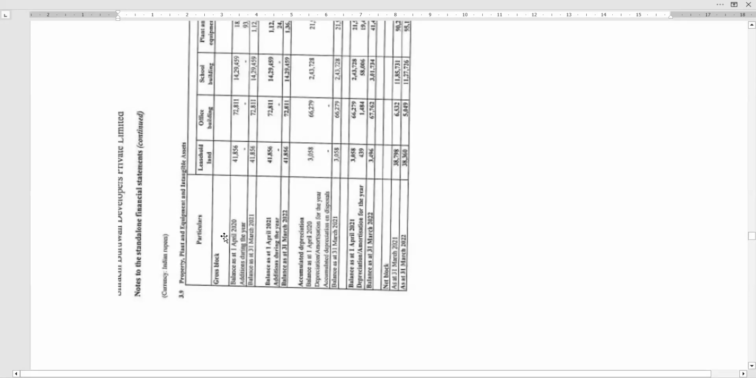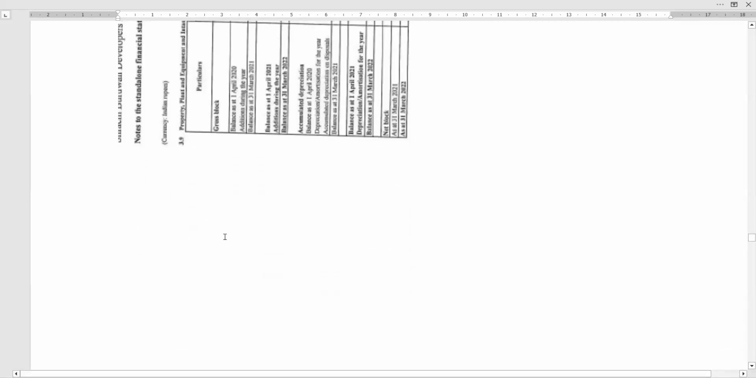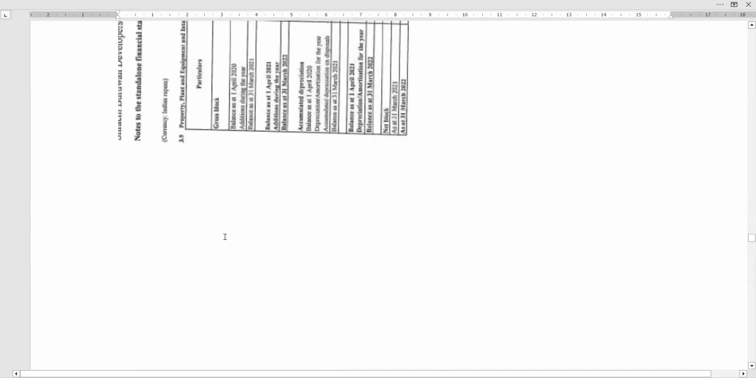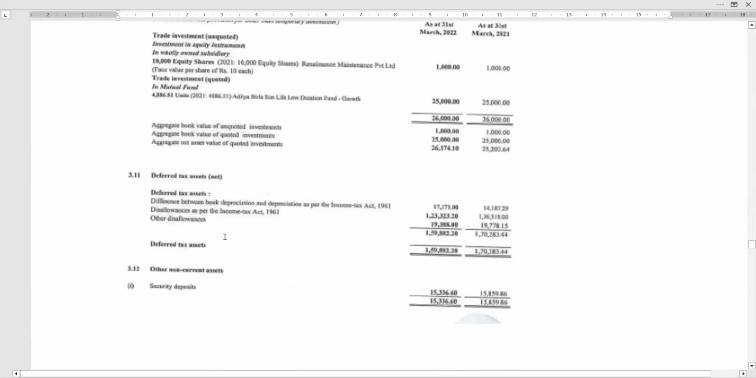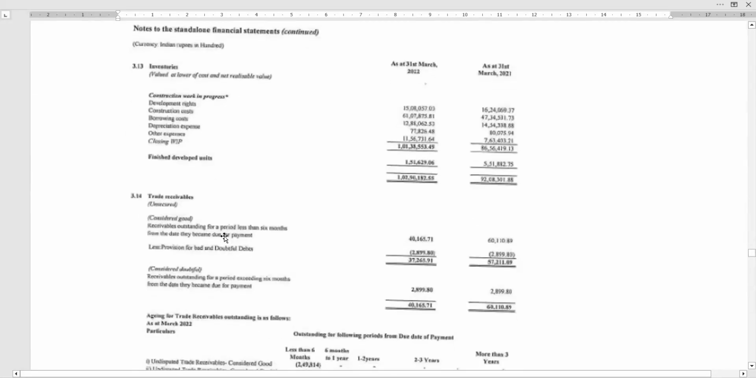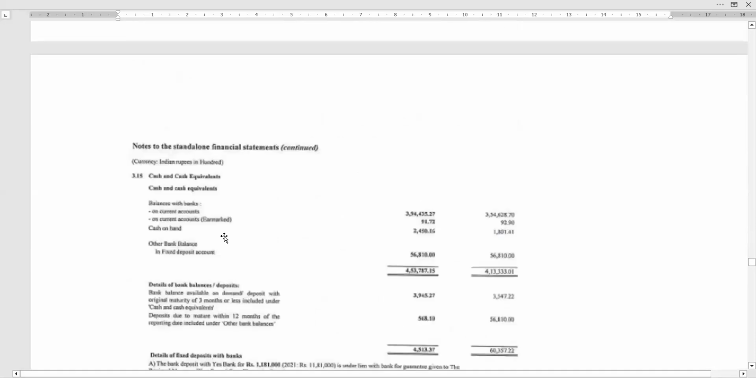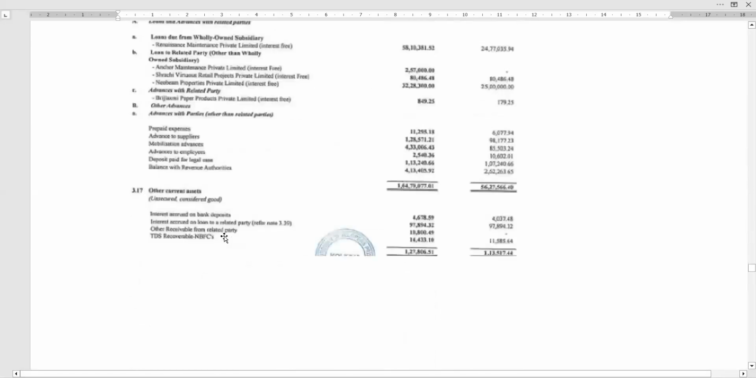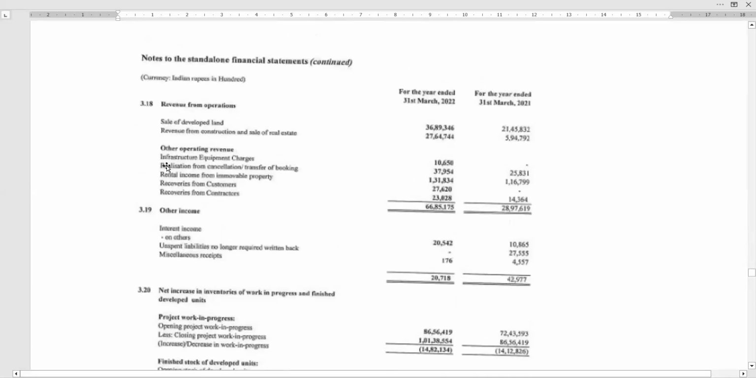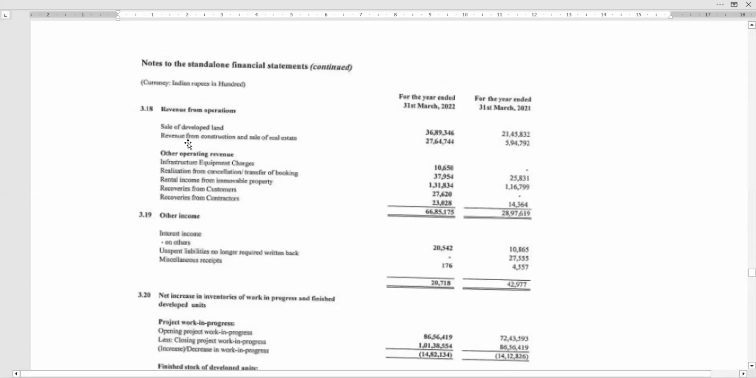And we don't have a subsequent investment property schedule. That means whatever assets they had, they are using for their own purposes. Maybe there may be some temporary vacant space which they had let out. That's why they are taking it as other income and not as operating income. Okay, other operating revenue they have taken, not as a direct revenue from operations.